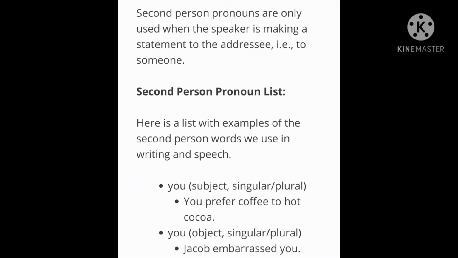Second person pronouns are only used when the speaker is making a statement to the addressee, that is, to someone. Here is a list with examples again of the second person words we use in writing and speech. You is used as a subject in case of singular or plural. Say for example, you prefer coffee to hot cocoa. You is the subject here.